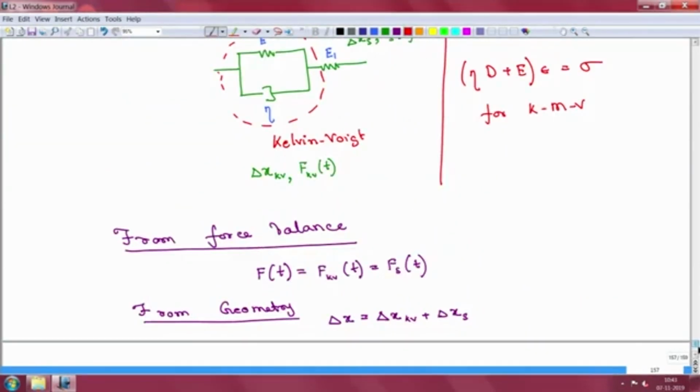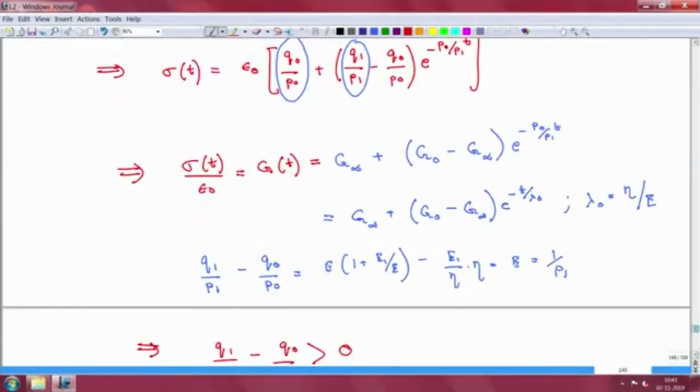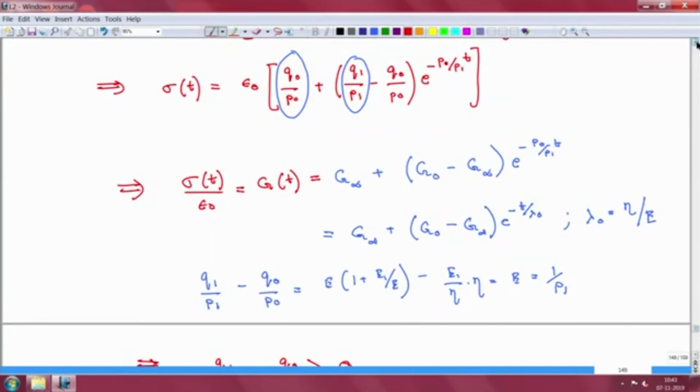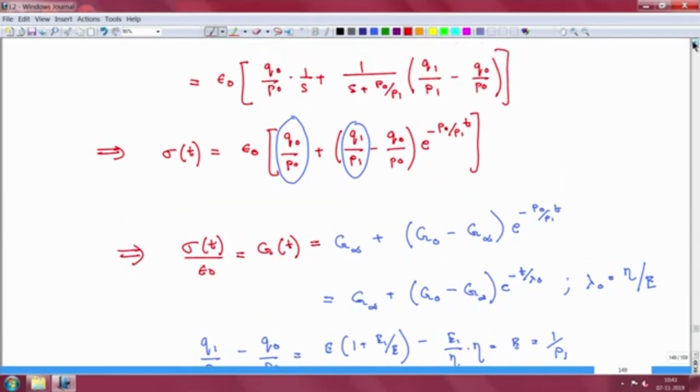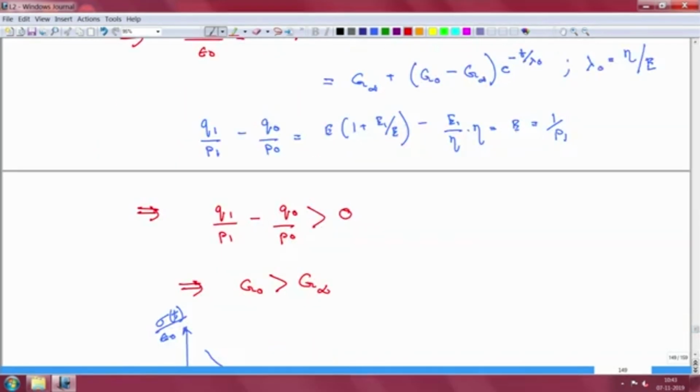Okay. One quick thing: remember that for this model to be physically realistic, when we had derived the stress relaxation, we had a constant term, and then we had this other term in the bracket, which was multiplied by an exponentially decaying term. Now, for this to be physically realistic, this particular fraction has to be greater than 0. So, we had insisted that Q1 by P1 minus Q0 by P0 should be greater than 0, which was true for the previous case, where we saw that this expression is equal to E and it is greater than 0.